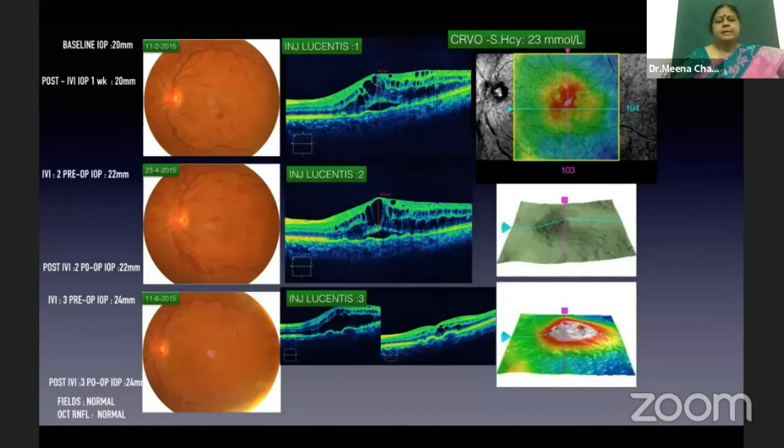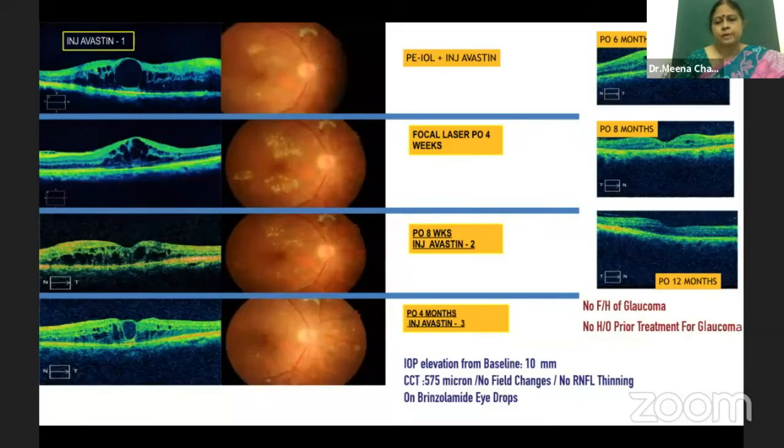Let us look at this example of a patient with a non-ischemic central retinal vein occlusion and macular edema who received 3 injections of Lucentis. His baseline IOP was 20. At the end of 3 injections, it rose up to 24 millimeters of mercury. We followed him up with fields and RNFL analysis. Since there was no progression, we just kept him on observation. So we cannot call this a sustained elevation of intraocular pressure.